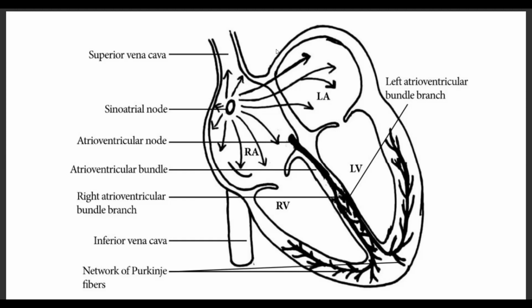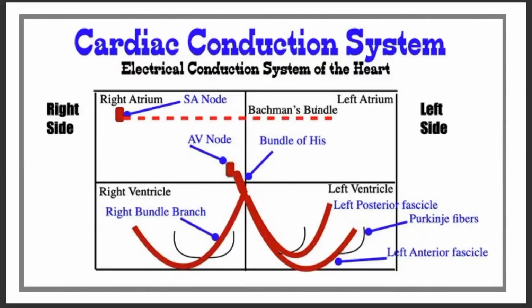Right, we'll go through the lesson note. Within the heart, it is shown with four boxes: right atrium, left atrium, right ventricle, left ventricle. In the right atrium, you can see the SA node, then the AV node, bundle branches, right? The AV bundle starts from the AV node, then it is divided into left and right bundle branches. Then they divide into smaller fibers called Purkinje fibers.